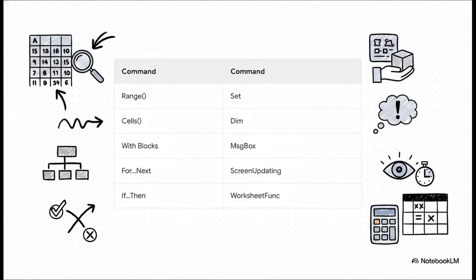You use Range and Cells to grab the data. You declare variables with Dim and Set to store info in memory. You throw up a MsgBox to talk to the user. You can even call your favorite spreadsheet formulas directly in your code using Application.WorksheetFunction. It is your ultimate toolkit for taking total control.